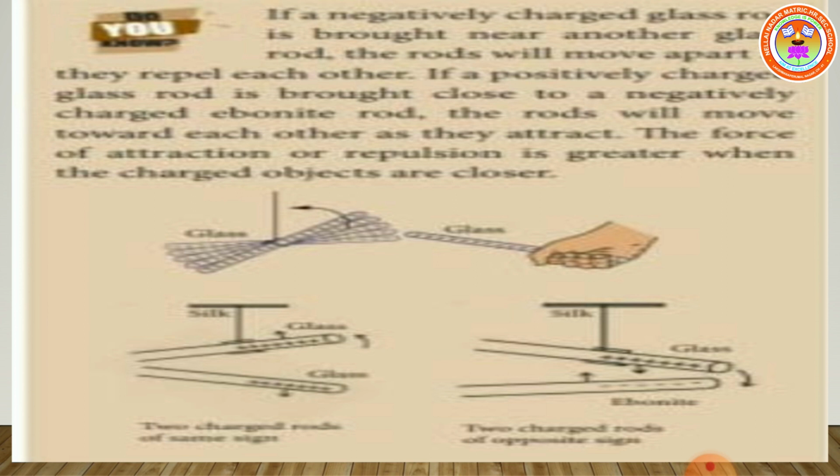If a positively charged glass rod is brought close to the negatively charged ebonite rod, the rods will move towards each other, that means they attract, because unlike charges attract. The force of attraction or repulsion is greater when the charged objects are closer.